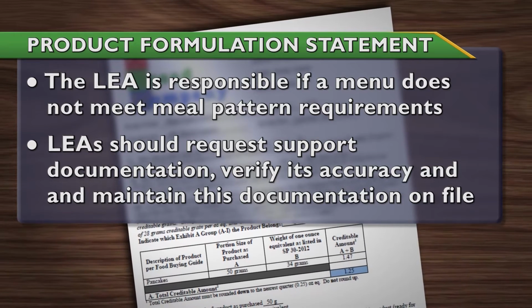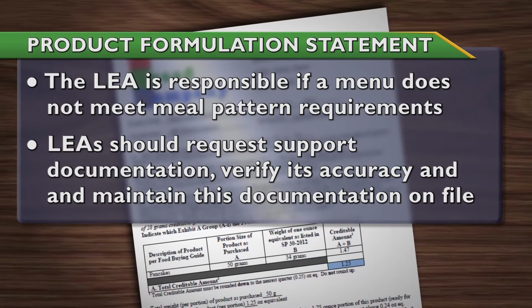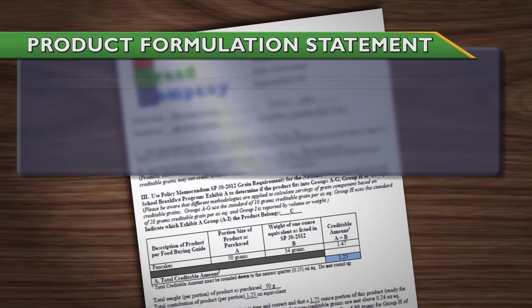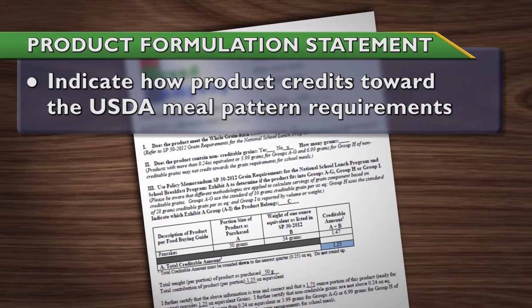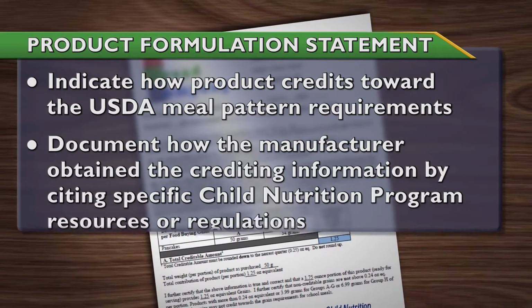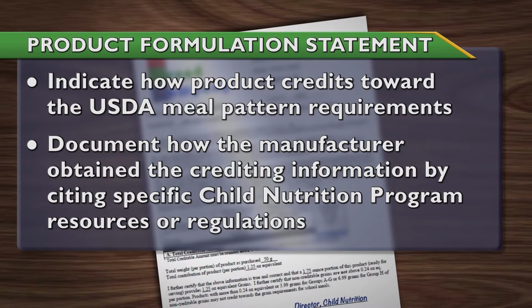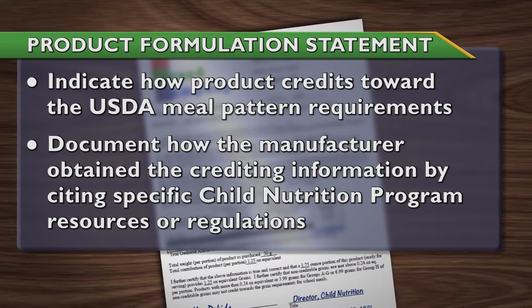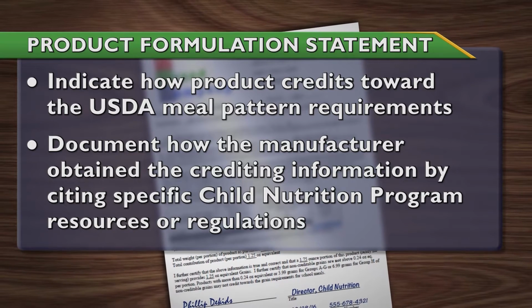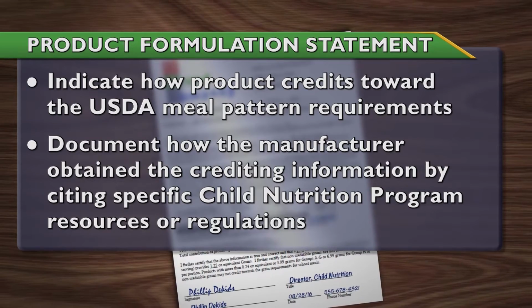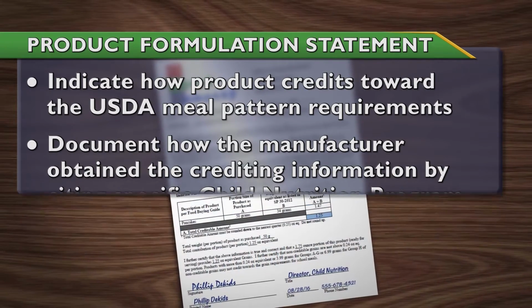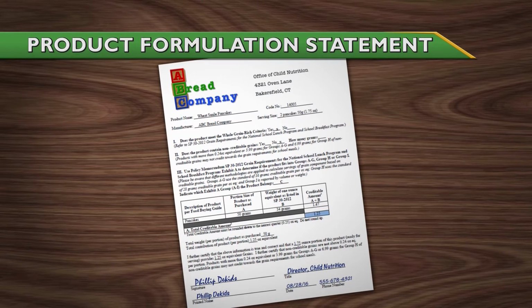When a product formulation statement is used to determine crediting information for the USDA child nutrition programs, it must indicate how the product credits towards the USDA meal pattern requirements and document how the manufacturer obtained the crediting information by citing specific child nutrition program resources or regulations, such as the USDA's Food Buying Guide for Child Nutrition Programs and USDA Policy on Crediting Foods. The product formulation statement must also be prepared on the manufacturer's letterhead with an original signature of a company official and the date of issue.